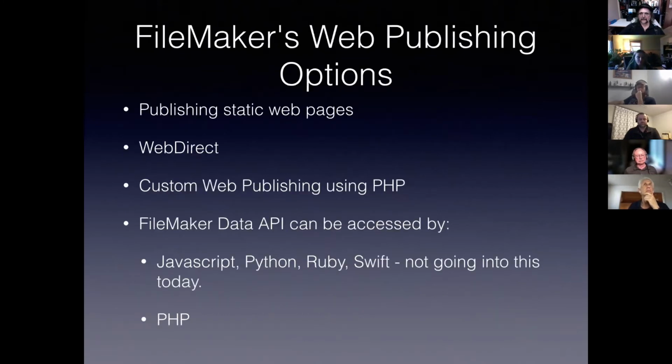But yeah, FileMaker's web publishing options. Well, there's a number of them. You can publish static web pages. You've got WebDirect, you've got CWP, and the Data API can actually be accessed by a lot of different things, JavaScript, Python. But I'm not going to go into that because I don't know anything about it. But we can talk about PHP.